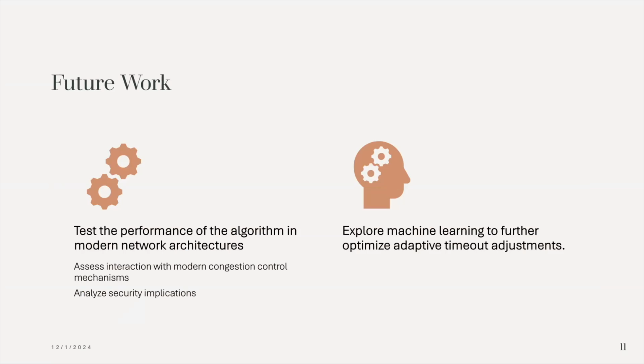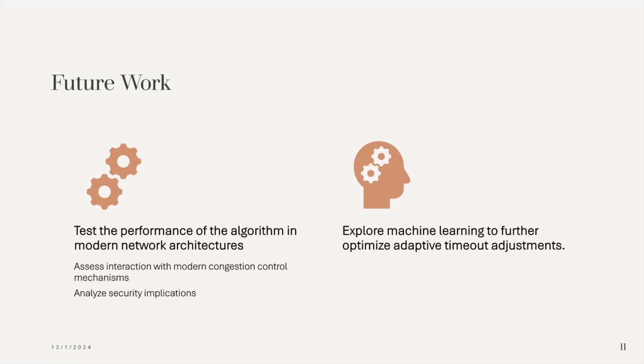Next, for some future work areas. First, it will be important to test its performance in modern network architectures, such as software-defined networks and large-scale distributed systems. Secondly, its interaction with modern congestion control mechanisms like TCP/BBR also needs to be assessed.